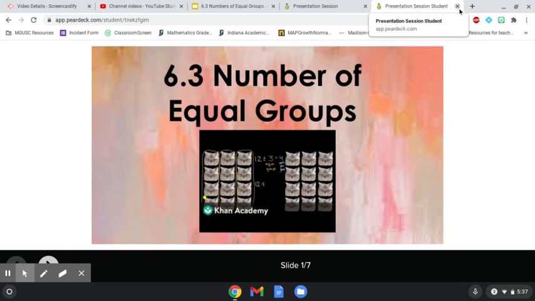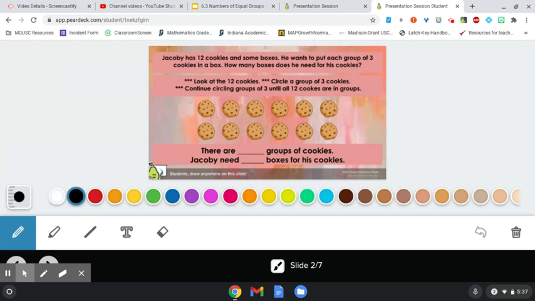Okay, so we are going to go back and we're going to look at some of these problems. So we have Jacoby has 12 cookies and some boxes. He wants to put each group of 3 cookies in a box. How many boxes does he need for his cookies? So we have some steps that we're going to take here.